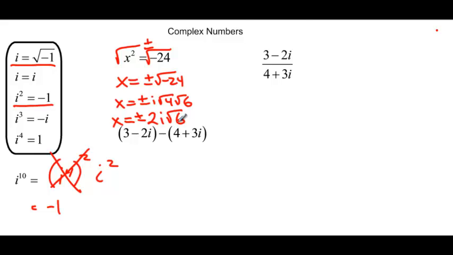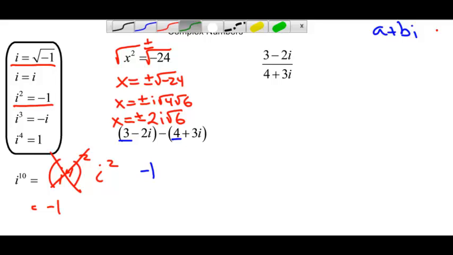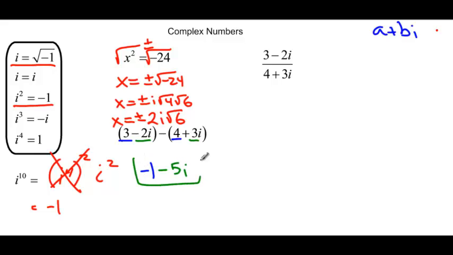Okay. All right, take a look at this next example here. How do we combine complex numbers? Notice a plus bi form. Let's put a little note over here. A plus bi form is a key thing to know as well. So I'm going to add like terms. 3 minus 4 is negative 1. And then we're going to do negative 2i minus 3i, which is negative 5i. And there is our a plus bi form. Okay, with this last step right over here, I'm going to show how to do the conjugate.